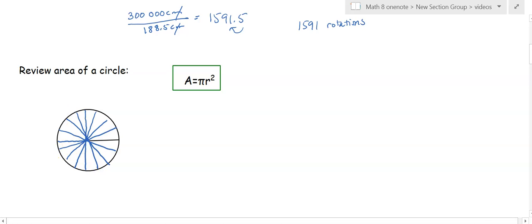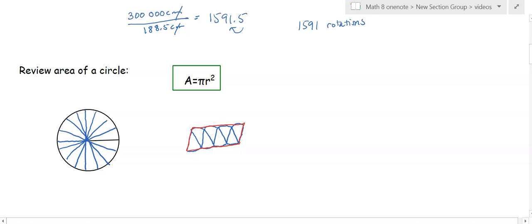Now, if I was sharing it with 8 people, and I cut out all the pieces and I laid them out in this type of form. So I have 1, 2, 3, 4, 5, 6, 7, 8. What kind of shape does that look like? To me, it looks like a parallelogram.